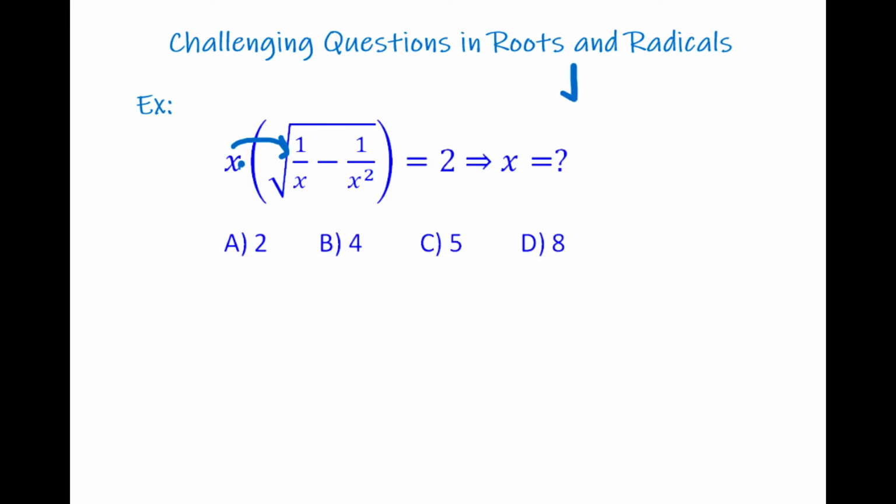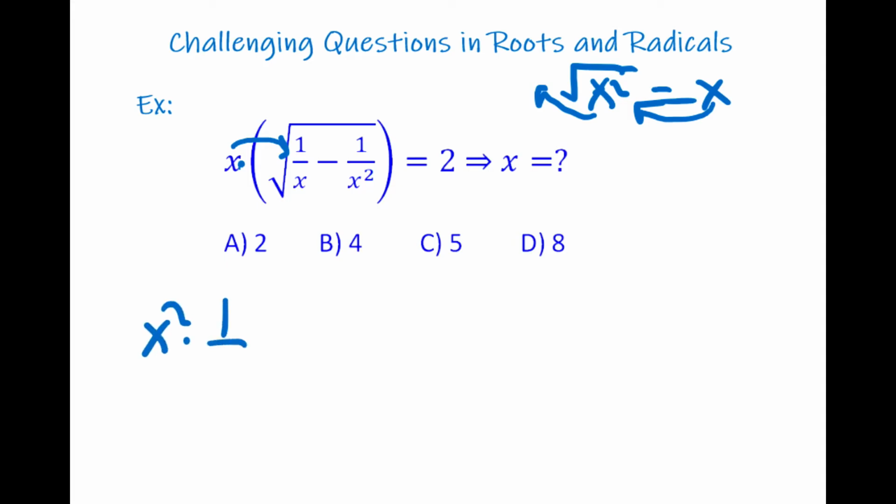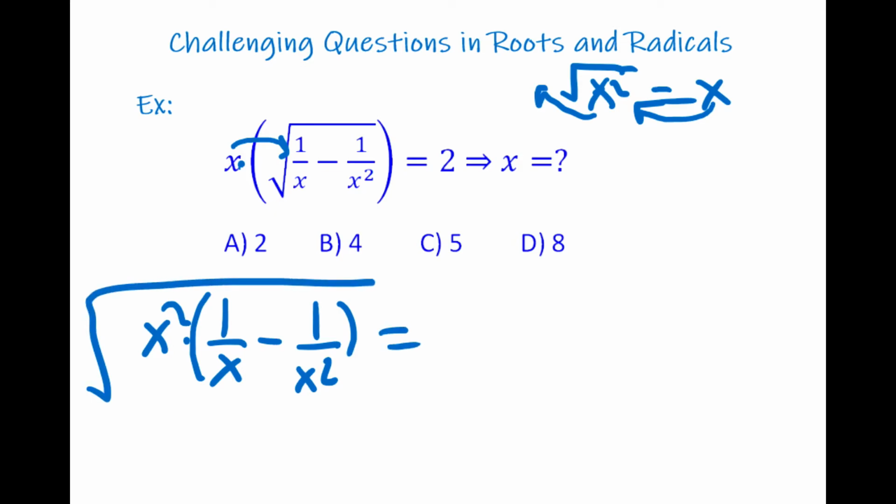Well, we all know that square root of x squared is x, right? So when x squared comes out, it comes out as x. So when x gets inside, that means x is going to get inside as x squared. So we're going to have x squared times 1 divided by x minus 1 divided by x squared. There is a parenthesis, guys, and there is a root, and this is equal to 2, guys.